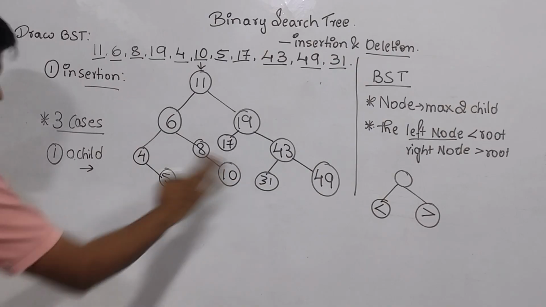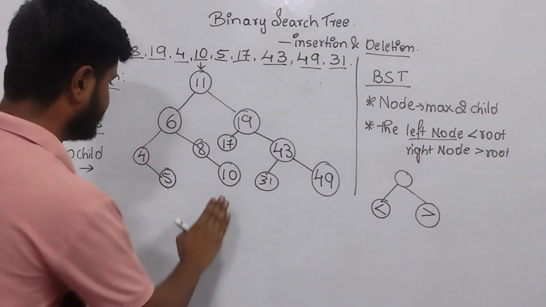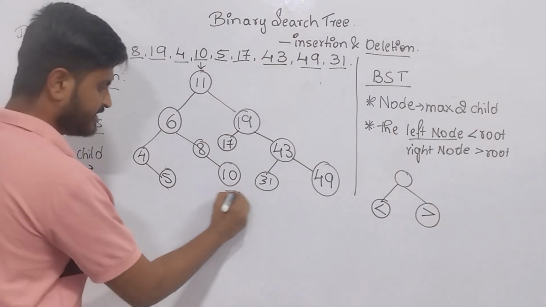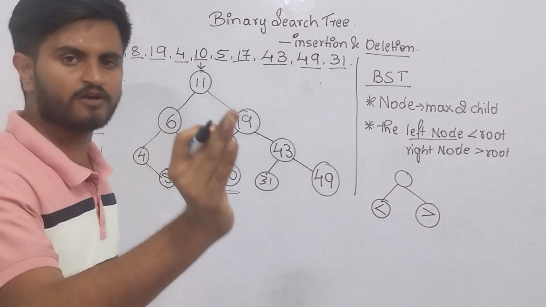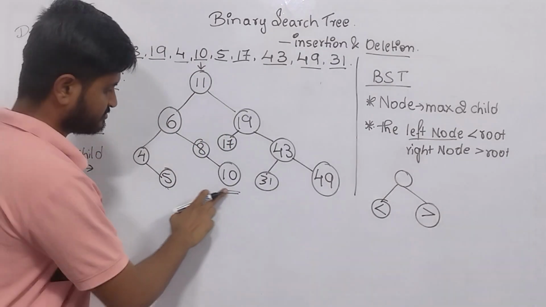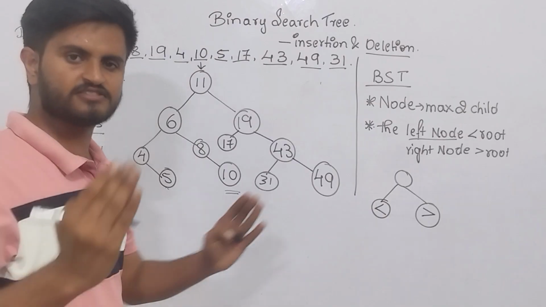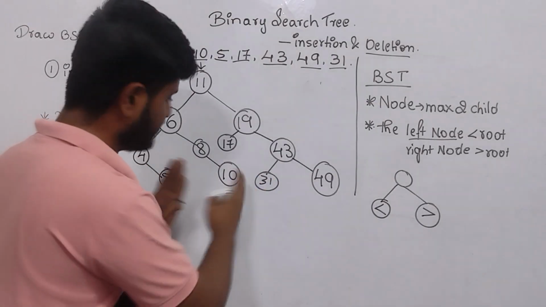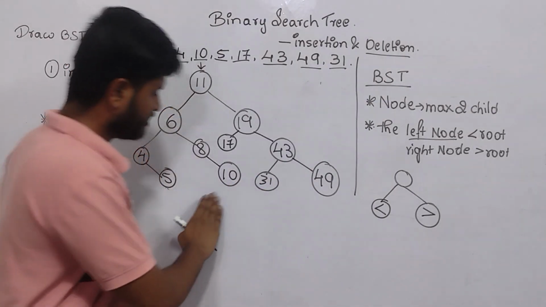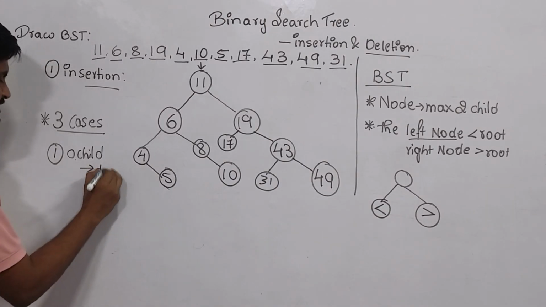Now, if I want to delete 10, first I will check how many children there are. For 10, there is no child at all, that is, 0 children. So it is a leaf node, and I can directly delete it.